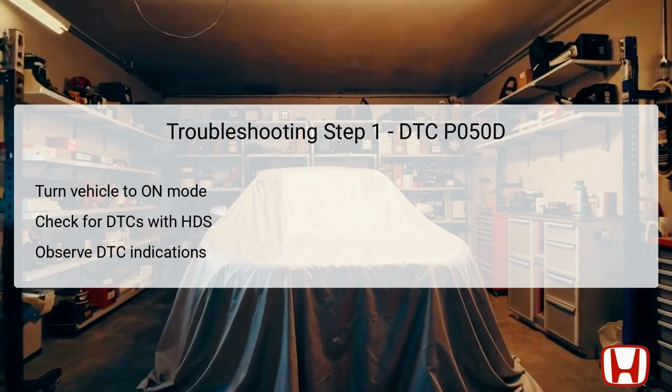The first step in troubleshooting DTC P050D involves turning the vehicle to the on mode. This action prepares the vehicle's electrical systems to perform a diagnostic scan. With the Honda Diagnostic System, HDS, technicians should check for any pending or confirmed DTCs. It is imperative to observe whether there are additional DTCs present beyond P050D.